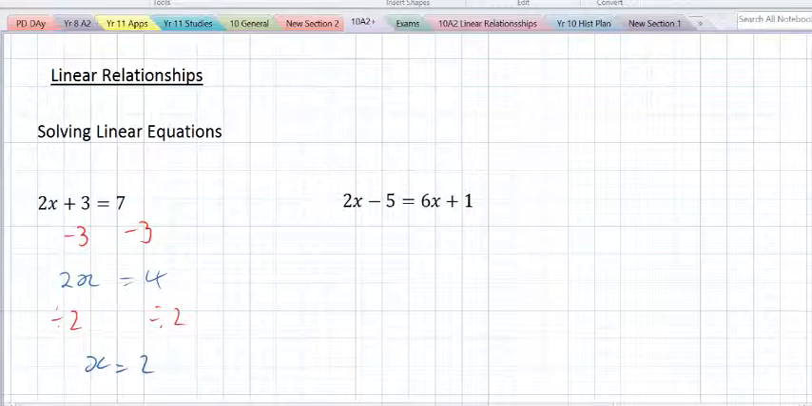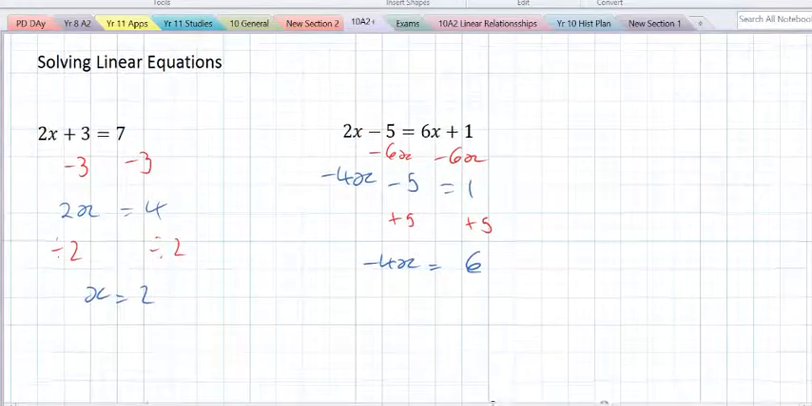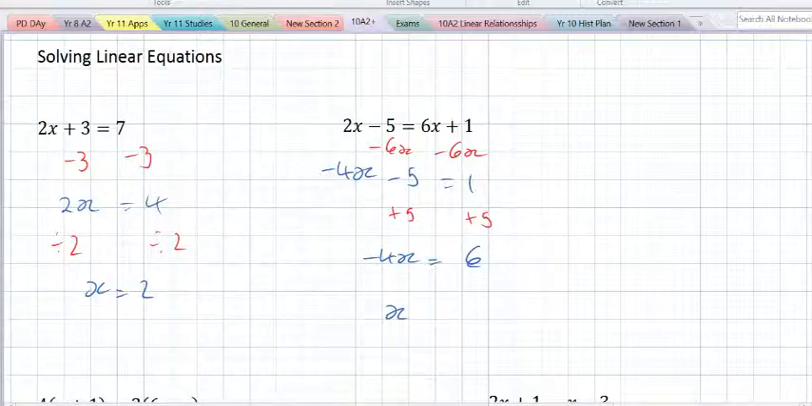What if there's x's on both sides of the equation, like on the right? You get all the x's on the left. How do you get all the x's on the left for the second question example? Take 6x. So 2x take away 6x is negative 4x. So what we're doing from here is taking 6x. I'm just going to do it in 2 steps. Then we're going to add 5. Do you have to write those plus 5s? No, you don't. It's just me showing the working. Minus 4x equals 6. And how do we get rid of the minus 4? x equals 6 over negative 4.